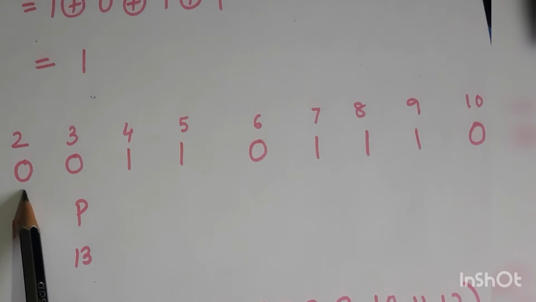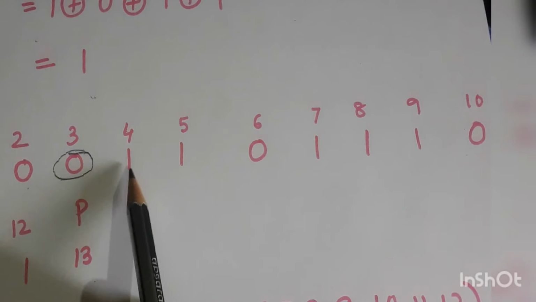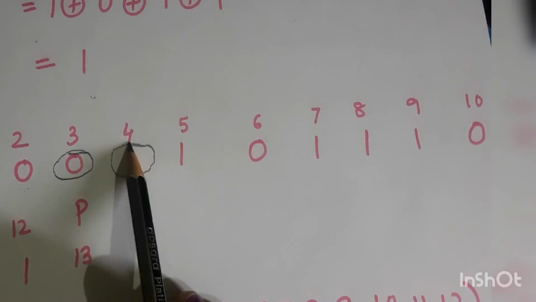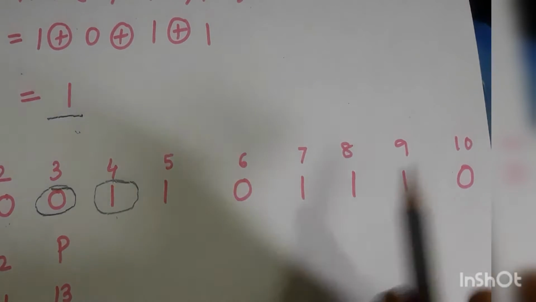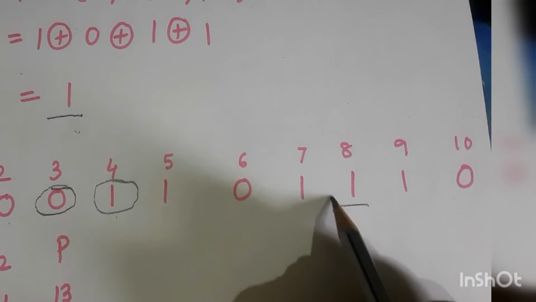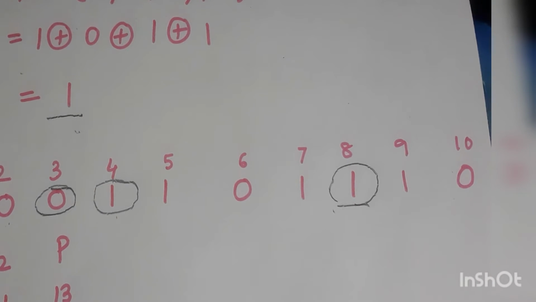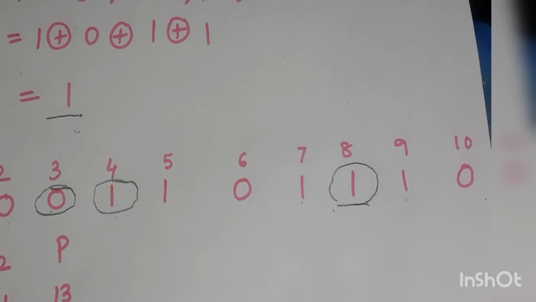P1 is 0, P2 is 0, 0, 0. P3 is the data bit. Okay. P4 is again a parity bit. You see, P4 is the parity bit which is coming as 1. And P8, that is also 1. So it is 1 and P8 is also 1. All other bits I have put from the data: 0, 1, 0, 1, 1, 0, 1, 1.